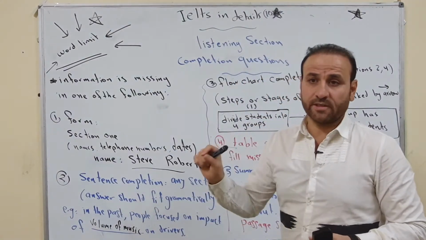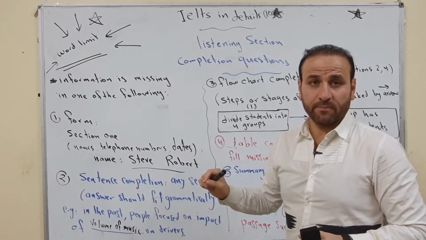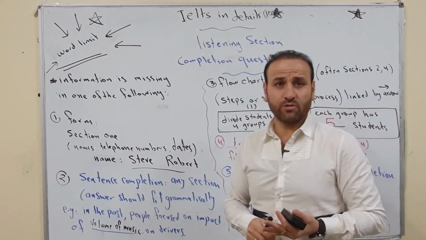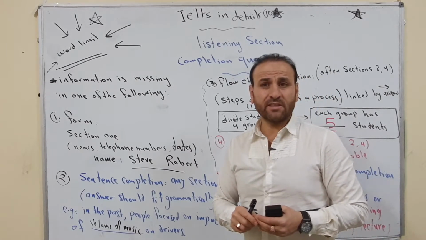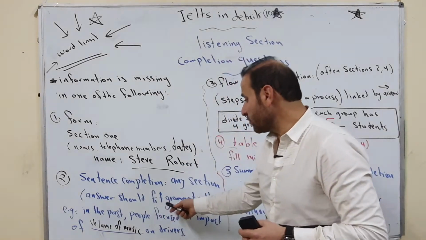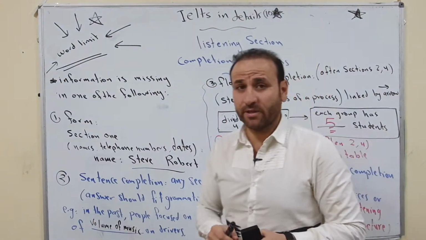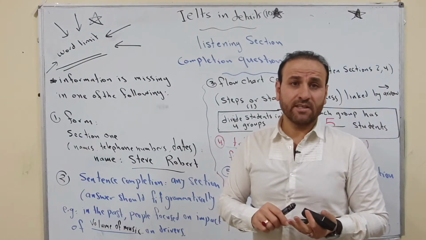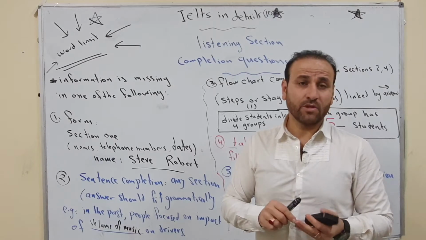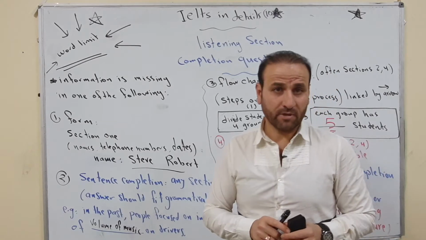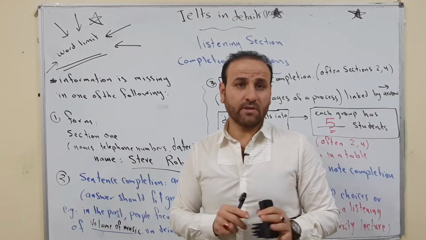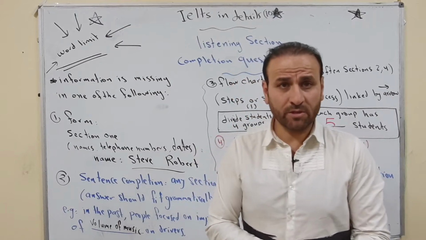The other type of the completion questions is sentence completion. We have 2 or 3 sentences, we have to complete them. This usually can come in any section. It can come in section 2, section 3, section 4, but probably it doesn't come in section 1. So the answer should fit grammatically. For example, if the sentence needs a verb, we have to write a verb. If it needs a noun, we need to write a noun. So we have to take care of our grammar. Or if it is singular or plural, we have to be careful about المفرد والجمع.